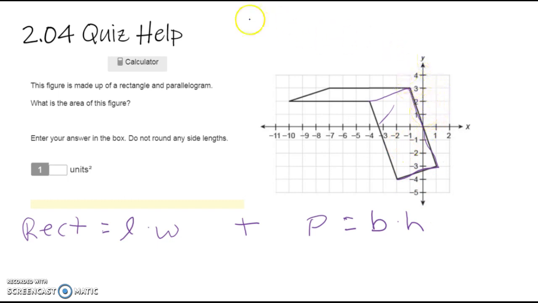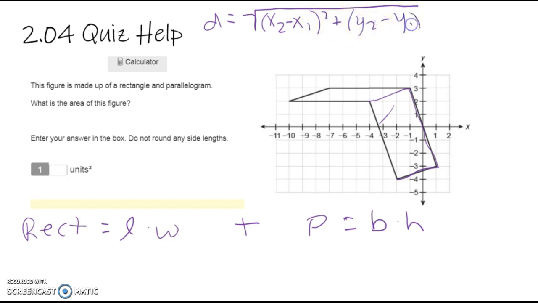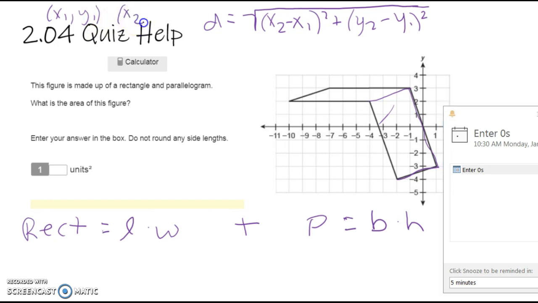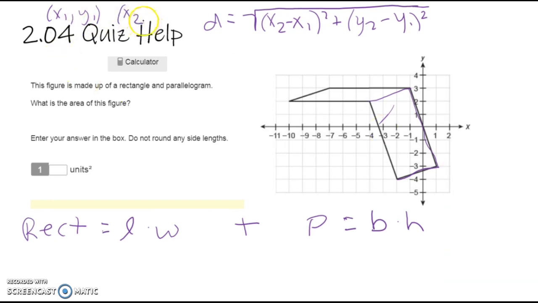For the rectangle, we're going to have to use the distance formula. Just as a reminder, distance equals the square root of (x2 minus x1) squared plus (y2 minus y1) squared, given 2 points, x1, y1 and x2, y2. You can label these points in any order. It doesn't matter which point is which, as long as you keep the x1 with the y1 and the x2 with the y2.